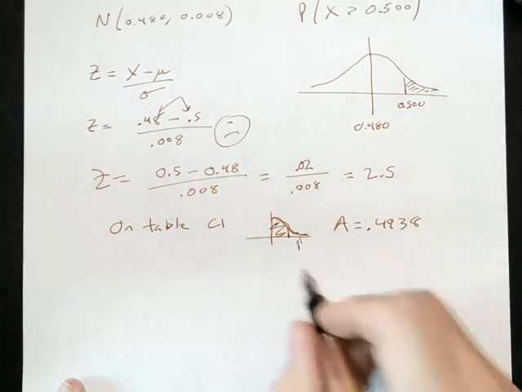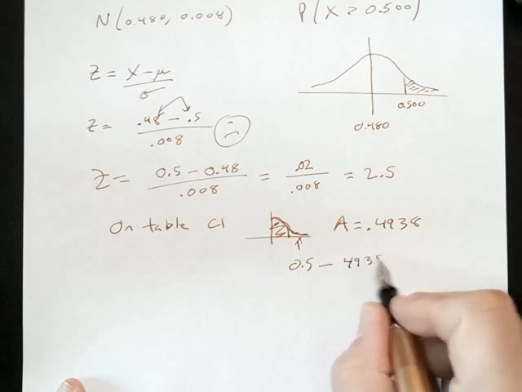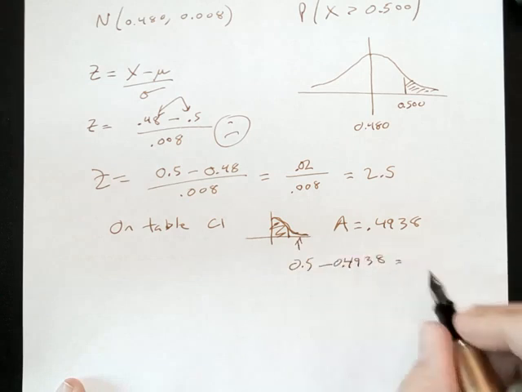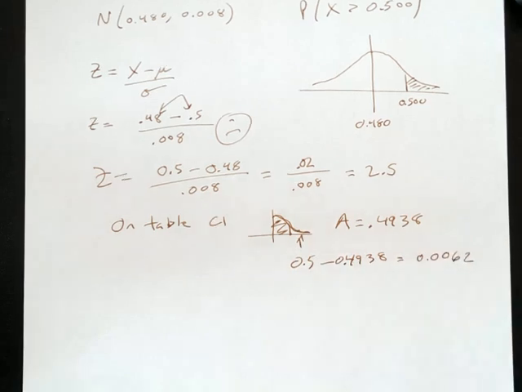So the tip that I want is actually 0.5 minus 0.4938, which is 0.0062. Which makes me really happy because that means less than 1% of the bats they make will fail my test. That's good. 99.4% of the bats they make I can sell to NCAA teams.